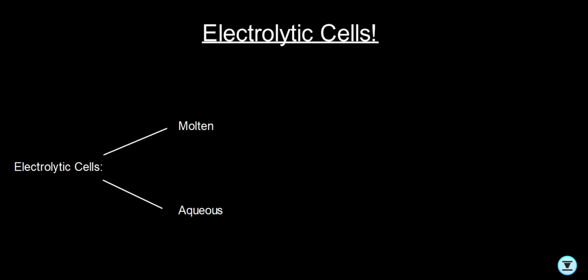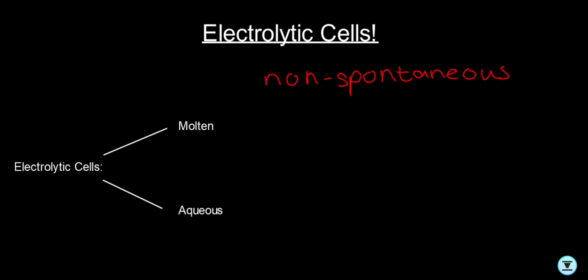Now, electrolytic cells are cells that take advantage of non-spontaneous reactions. So they're different to galvanic cells that are looking at spontaneous reactions. So these reactions are not ones that ordinarily happen when these two substances just come into contact.